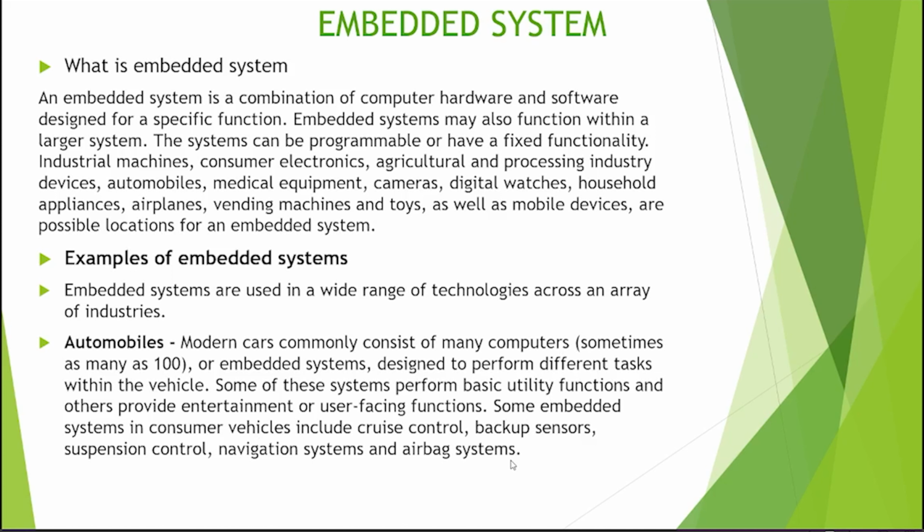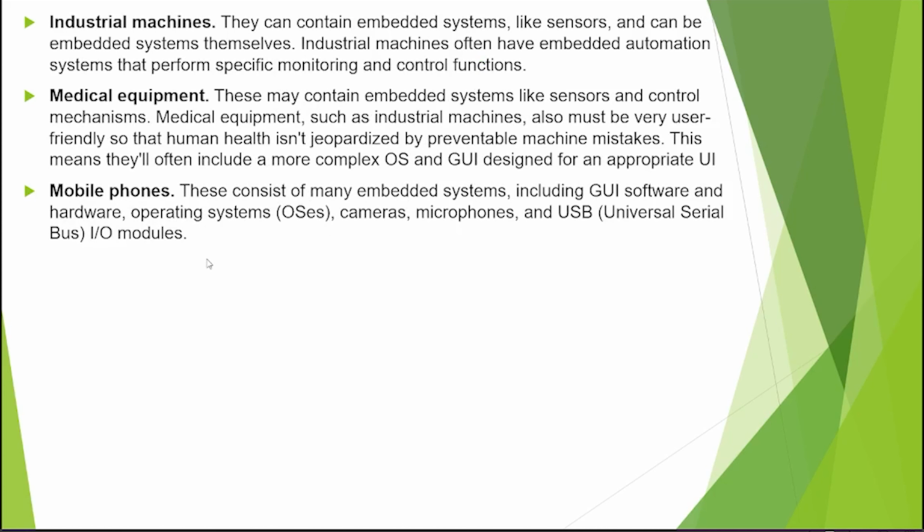Industrial machines. They can contain embedded systems like sensors and can be embedded systems themselves. Industrial machines often have embedded automation systems that perform specific monitoring and control functions. Medical equipment. These may contain embedded systems like sensors and control mechanisms. Medical equipment, such as industrial machines, also must be user friendly so that human health isn't jeopardized by preventable machine mistakes. This means they will often include a more complex OS and GUI design for an appropriate UI.